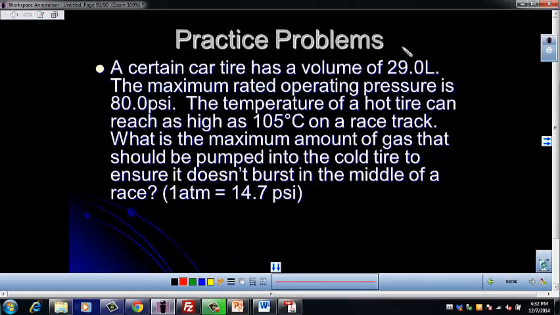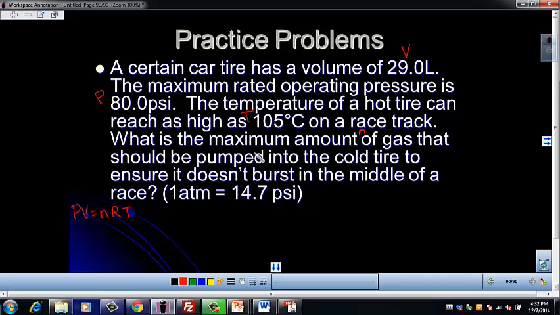So here we have a volume and a pressure and a temperature, and it's asking the maximum amount of gas. So what it's asking for is n. I've got one pressure, one volume, one temperature, and I've got moles of gas. So that one's going to be the ideal gas law, PV equals nRT.